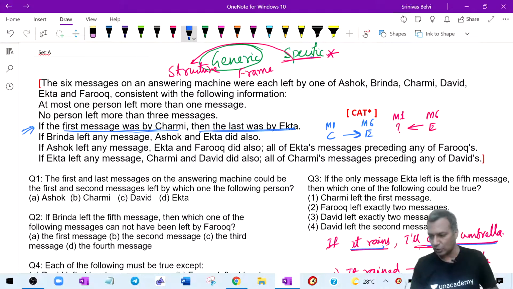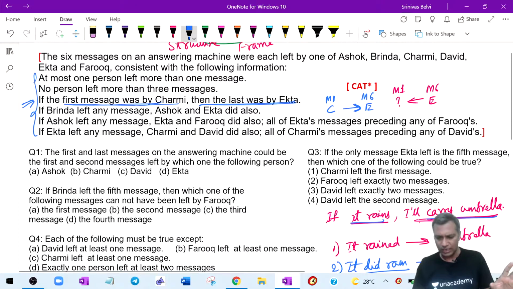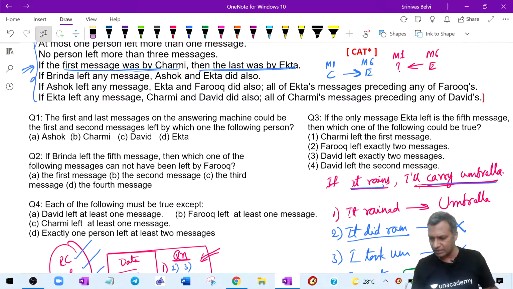Second, while you are looking at the specifics, there are certain things which are mandatory. Now, in this kind of puzzle, is it a seating arrangement? Will I be able to arrange them? No, CAT is not looking at that. You are not looking at any arrangement. Look at the question. Everything starts with an if-only message. If Brinda left this particular message, each of them can be true except something else.